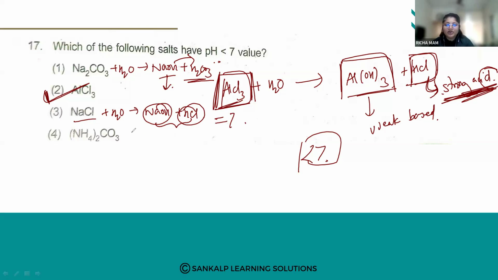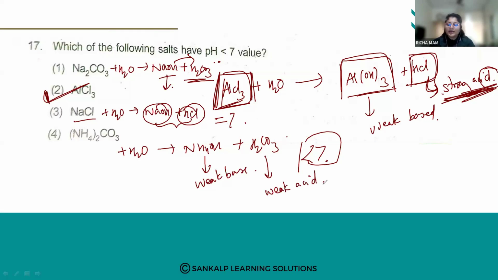Now ammonium carbonate, when you add it in water, it will give you ammonium hydroxide plus carbonic acid. Ammonium hydroxide is a weak base, and this is a weak acid. So the ammonium carbonate is basic in nature, and the pH will be more than 7. So which is our answer? It is the second one, aluminum chloride.